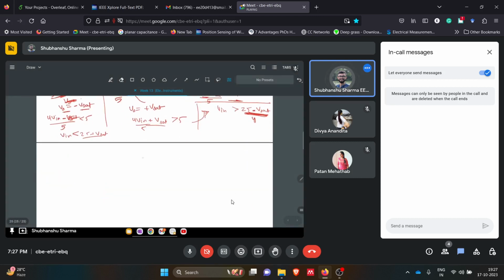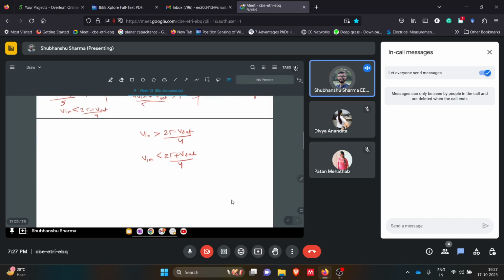So we have two equations. One is V in greater than 25 minus V saturation by 4, and the other is V in less than 25 plus V saturation by 4. So what do these limits signify? This signifies that when V in becomes greater than this, V naught will be plus V saturation. When V in becomes less than this, V naught will be minus V saturation.